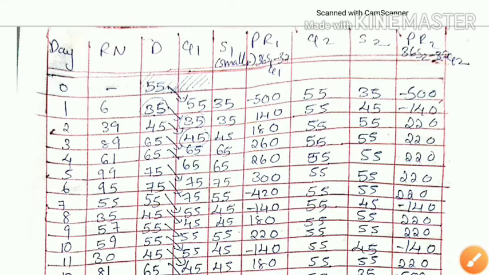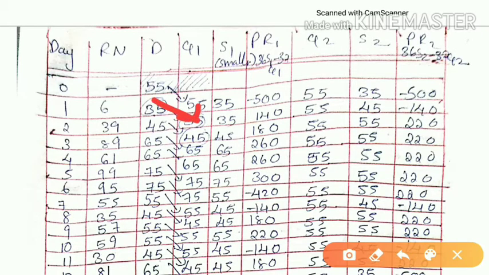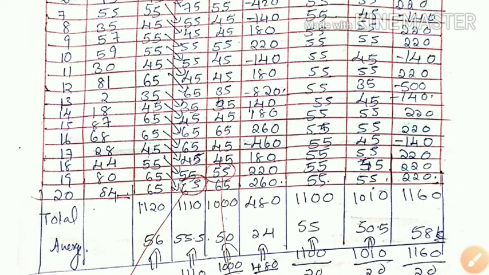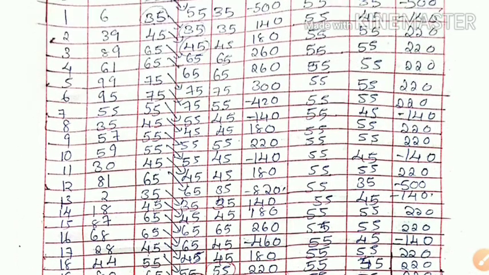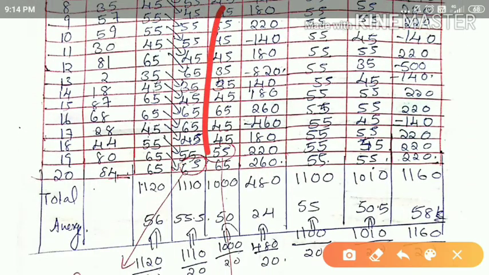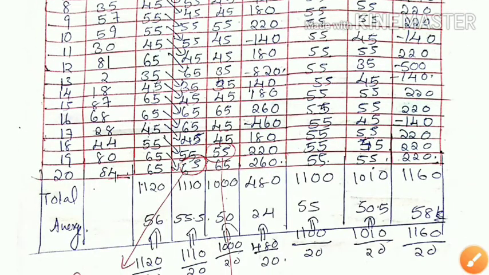For day 2, quantity ordered is 35. That is the demand for the previous day. So this arrow indicates the quantity ordered on the previous day. So just write the quantity ordered on the previous day and complete this column.